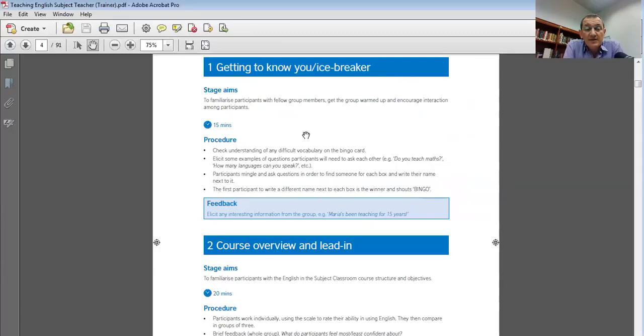Part 2, stage 2, the next step in the procedure then is to elicit some examples of questions that participants will need to ask each other. So each of the participants will have a role card, and their partners, the people they talk to, will have to ask questions to elicit answers on their cards.